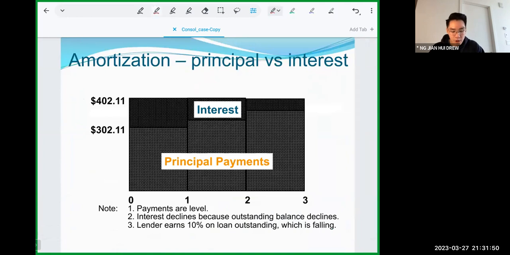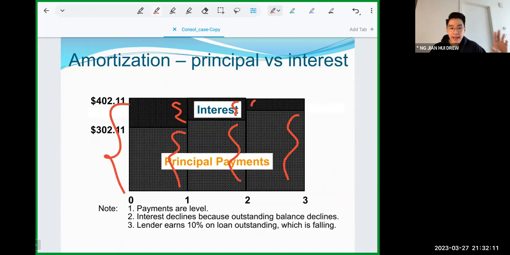So this is a pictorial representation. Can you see interest is this dark gray? So your interest amount would decrease. Can you see your interest amount here is decreasing, right? But your principal amount is increasing. But at the end of the day, you are paying the same amount of money, PMT, every year. So this is a unique thing about the amortizing loan.